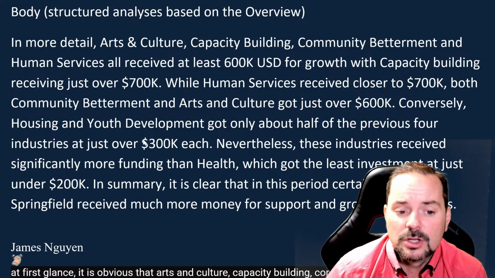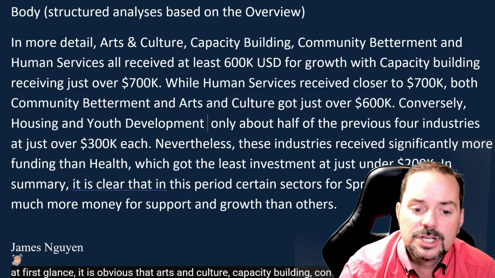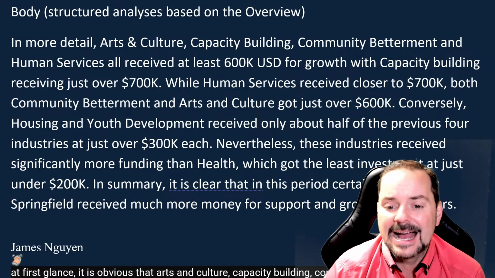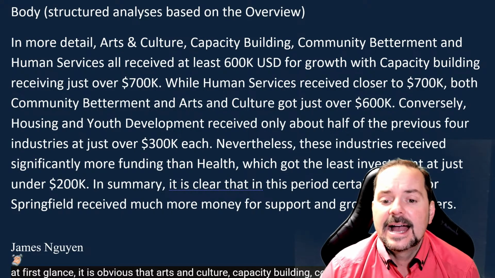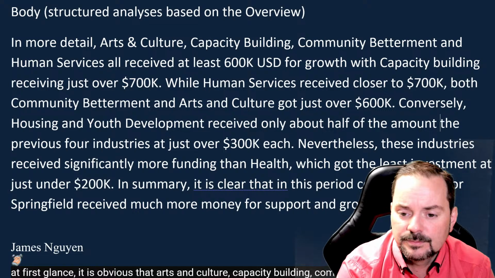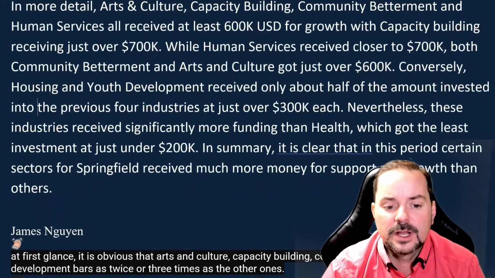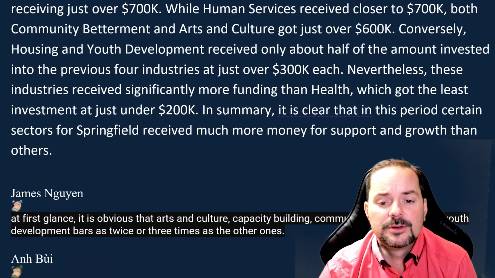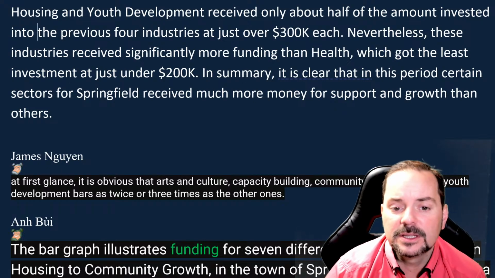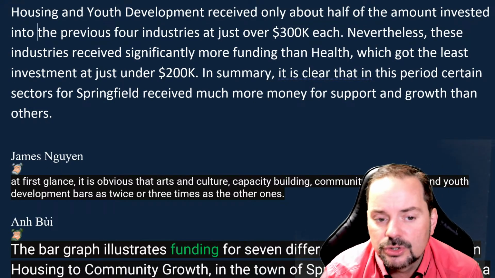Conversely, housing and youth development received, I don't like "got", so close to each other, so I'm going to write "received" for better reading. Received only about half of the amount invested into the previous 4 industries at just over $300,000 each. Nevertheless, these industries received significantly more funding than health, which got the least investment at just under $200,000.